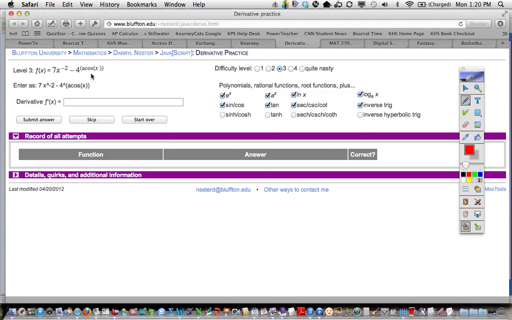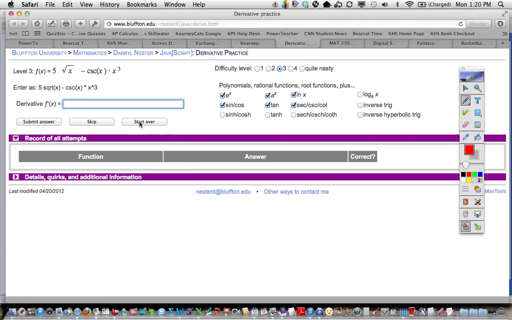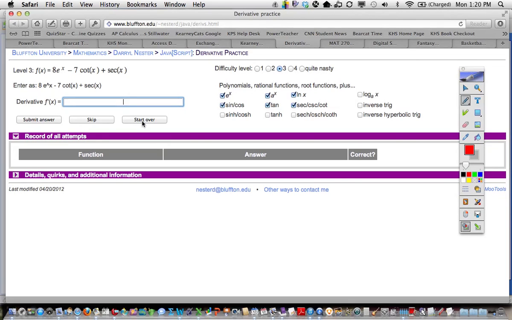All right, let me take off a couple of these. Let's take off that log. Let's take off the inverse trig because we've done a few of those. Let's see what we do. There we go. 8 e to the x. Try not to look at your rules if you don't have to. 8 e to the x minus 7 cotangent x plus secant x.